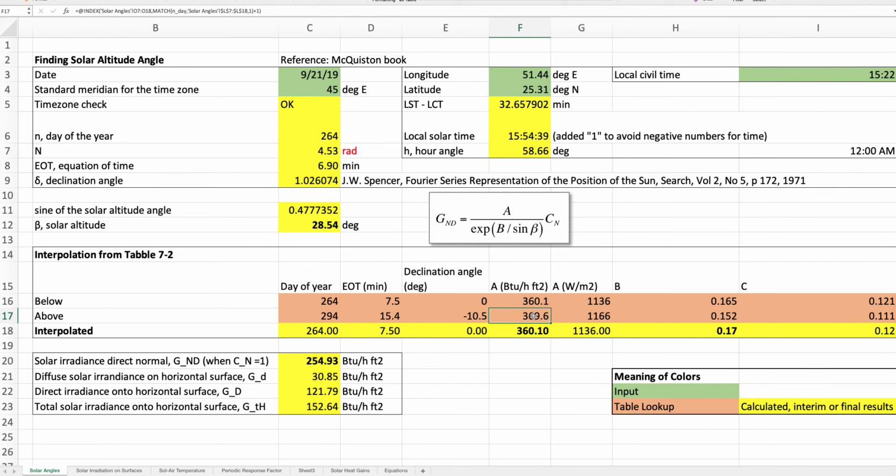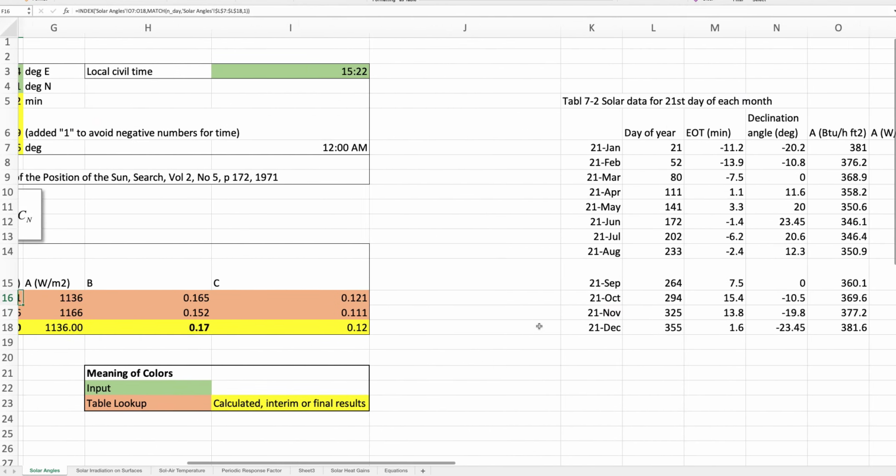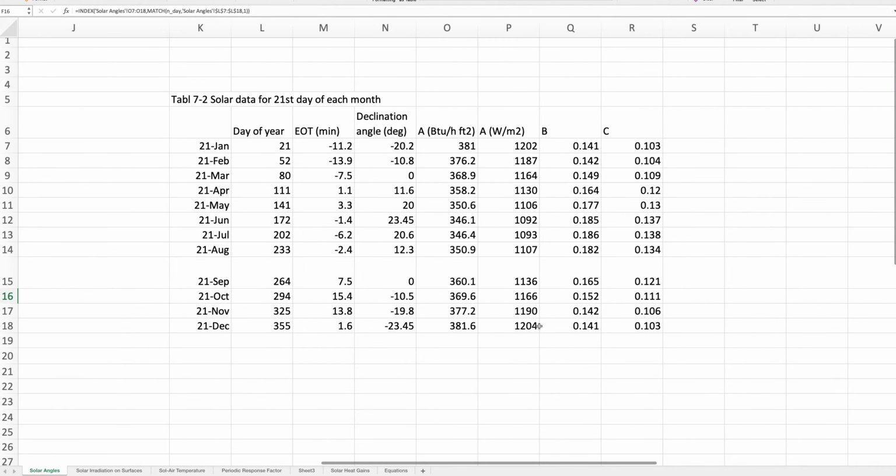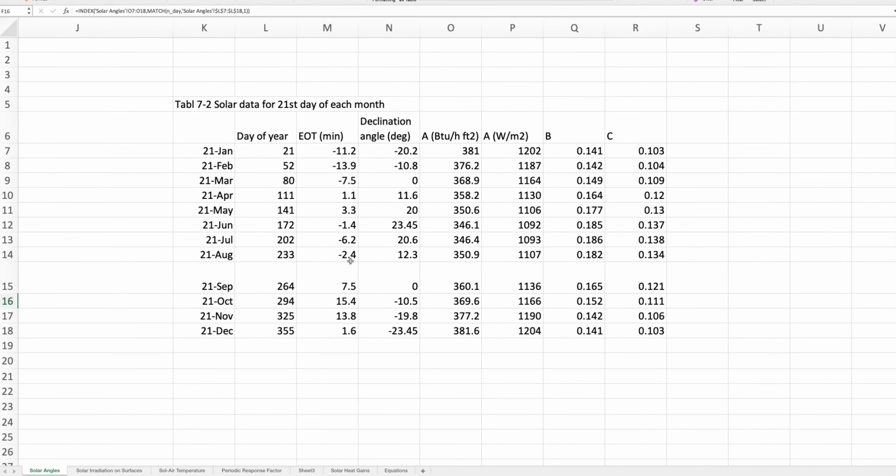These brown cells are table lookup, and you can see their formula. You can also see the formula up here in the formula bar. Okay. The table is here that we used for lookup. This table is in the textbook. It's table 7-2.